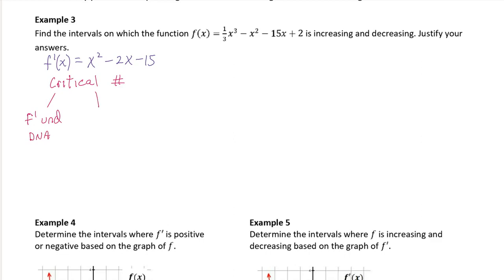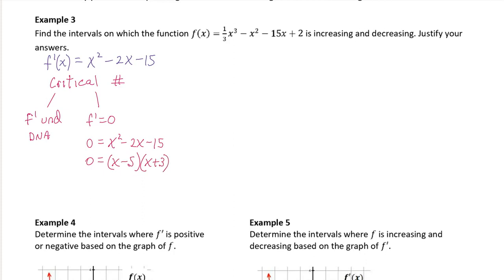The other thing we want to look at is, where is f prime equal to 0? Okay, so that's the first place I'm going to start. I'm going to set my derivative equal to 0, x squared minus 2x minus 15. And I'm going to solve this by factoring it. That's going to be x minus 5 and x plus 3.